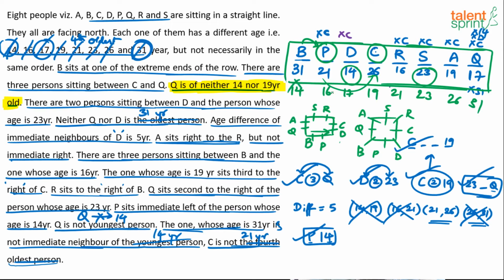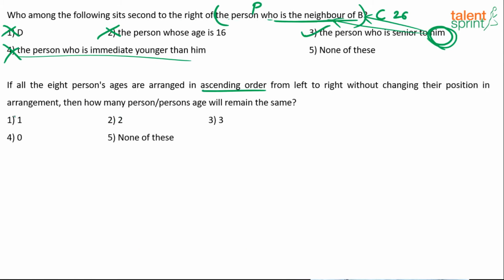Is it same? No. 31, 14 different. Is it same? No. Is it same? No. Is it same here? No. Is it same here? No. I think the only person whose age remains the same is S. These two are also different. So the answer should be S, or 1 rather. Only one person's age remains unchanged.